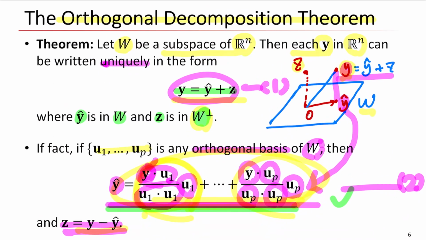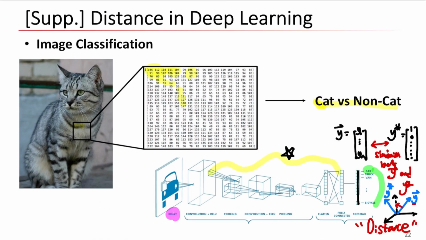Then how can we represent y hat here? If we already know the orthogonal basis of the subspace W, then we can represent y hat in terms of the vector y with the orthogonal basis u1 through up, something like this, right? Actually, this formulation is really similar to the formulation in lecture 9.1 maybe. Okay, let's go back.